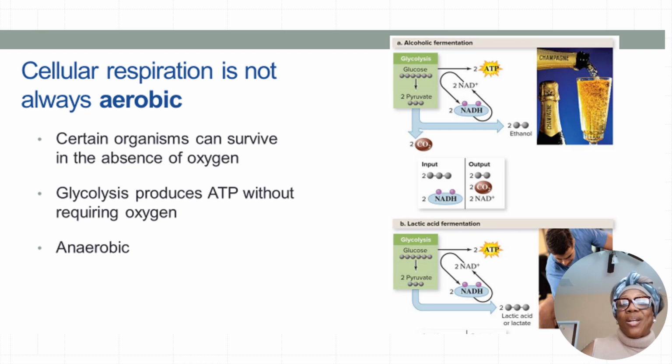So cellular respiration is not always aerobic. Remember, aerobic means that it requires oxygen. It can be anaerobic, which means it doesn't require oxygen to be present. There are certain organisms that can survive in the absence of oxygen or in the presence of very little oxygen. In these particular cases, glycolysis produces ATP without requiring oxygen. So, in the case of anaerobic cellular respiration, glycolysis can produce energy in the form of ATP without requiring oxygen.